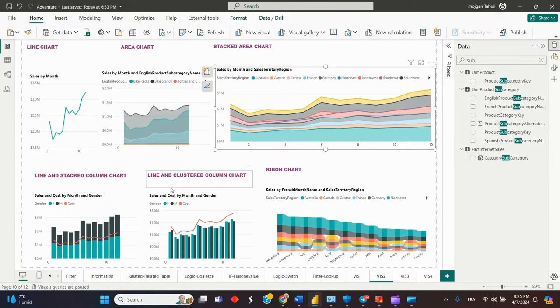The other one, line and clustered column chart. Use it when you want to compare trends over time for multiple categories. It's not stacked by the multiple. We can have the same category, but we see a separate column for each category. And comparing with the trend, comparing here is cost, we can compare with the sales performance.